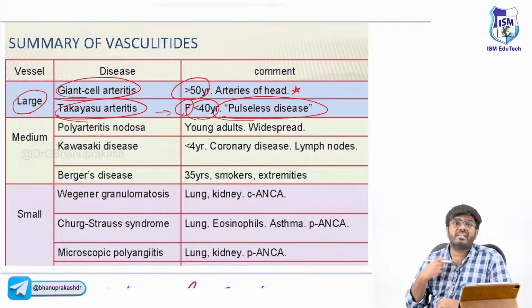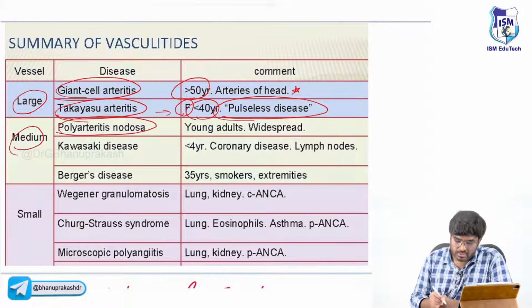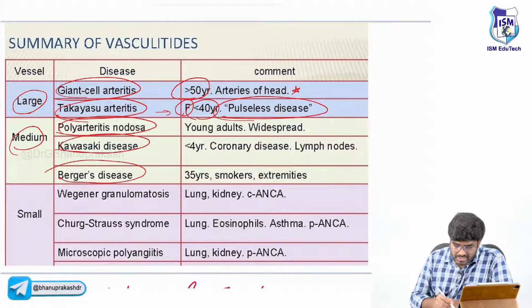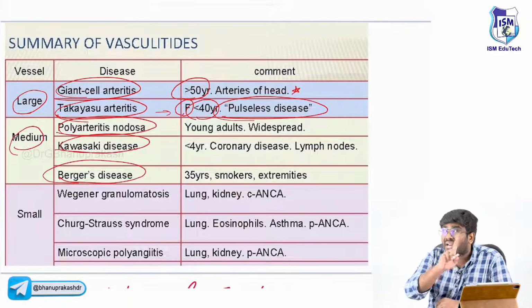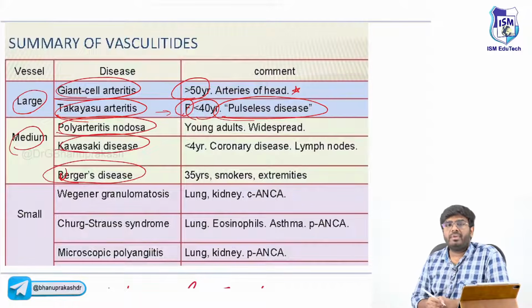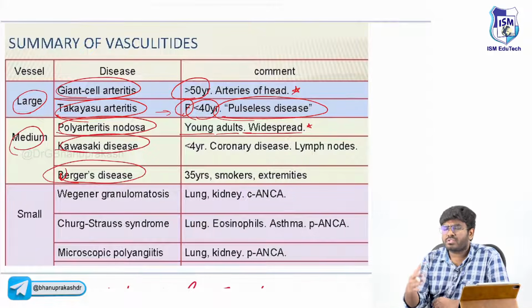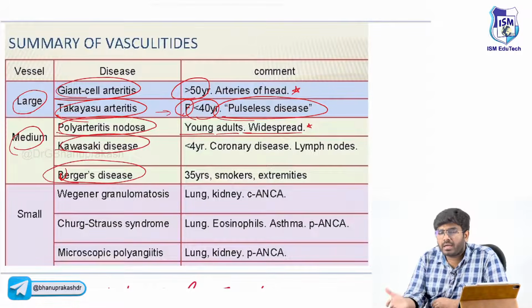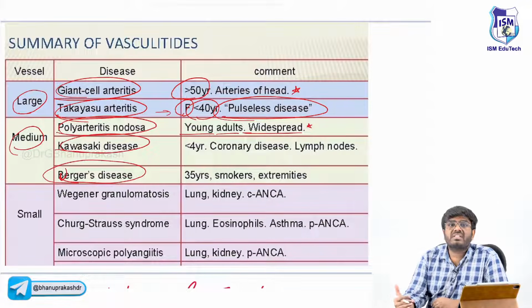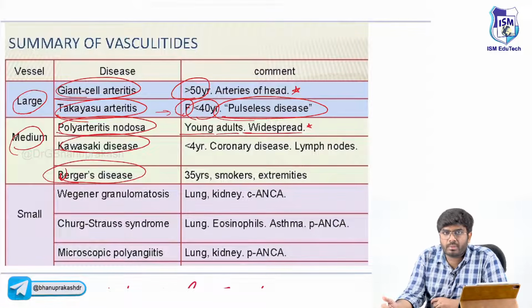What is the most common blood vessel affected? The subclavian artery. Medium vessel vasculitis includes three: polyarteritis nodosa, Kawasaki disease, and thromboangiitis obliterans, also called Buerger disease. Polyarteritis nodosa: young adults, widespread, associated with hepatitis B and hairy cell leukemia, pulmonary arteries are not affected, necrotizing vasculitis. The most common blood vessels involved are the renal arteries.